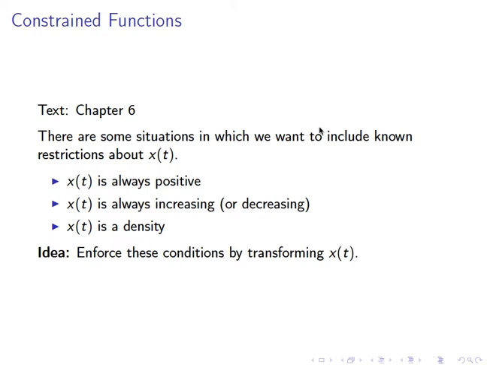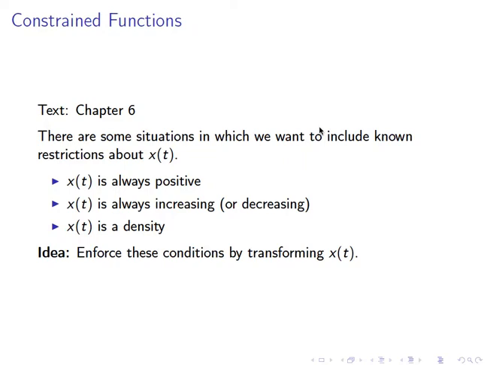So before the break, we have learned how to do non-parametric regression and how to do the smoothing spline when we have a roughness penalty to control the roughness of the fitted curve. So this is for general functions, right? But in reality, there may be some functions with some constraints, okay?